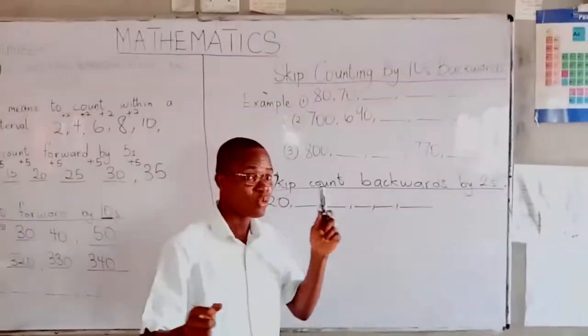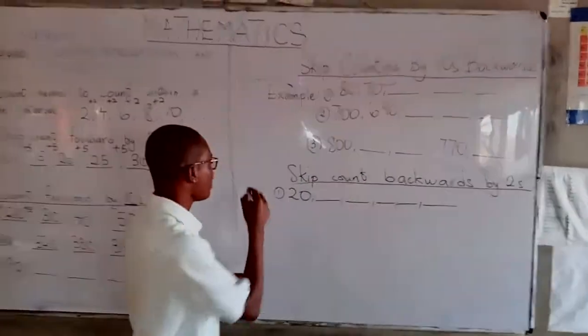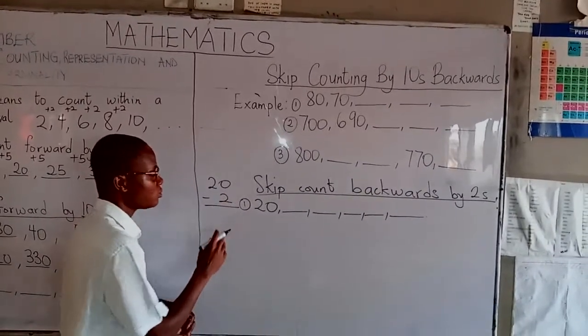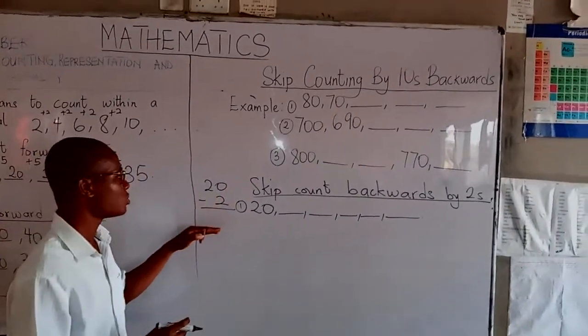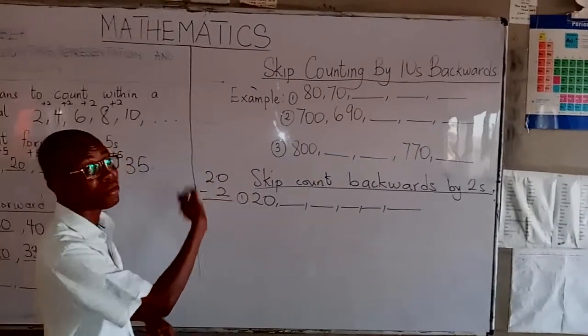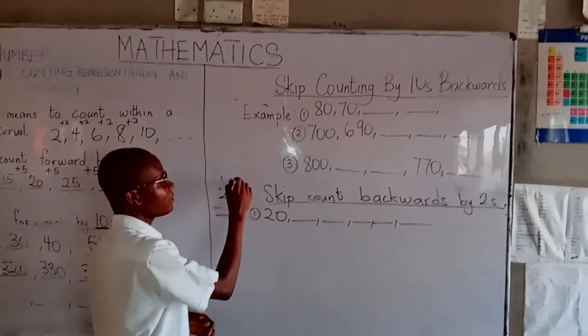Those of you who have been buying books, you understand take away. So take away what? 2. So we have 20 right here minus 2. 20 minus 2. You have 0 over here. So what you do is you borrow. You all borrow. So you borrow 1 from here, leaving here with 1. Here becomes 10.